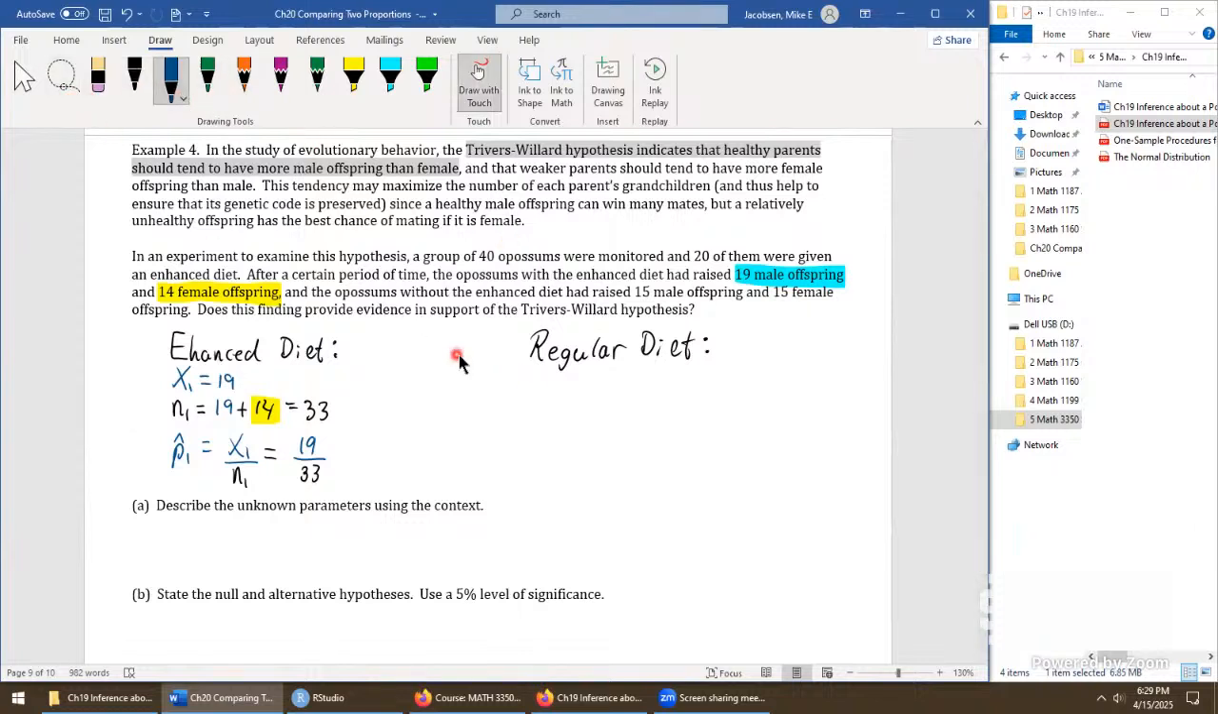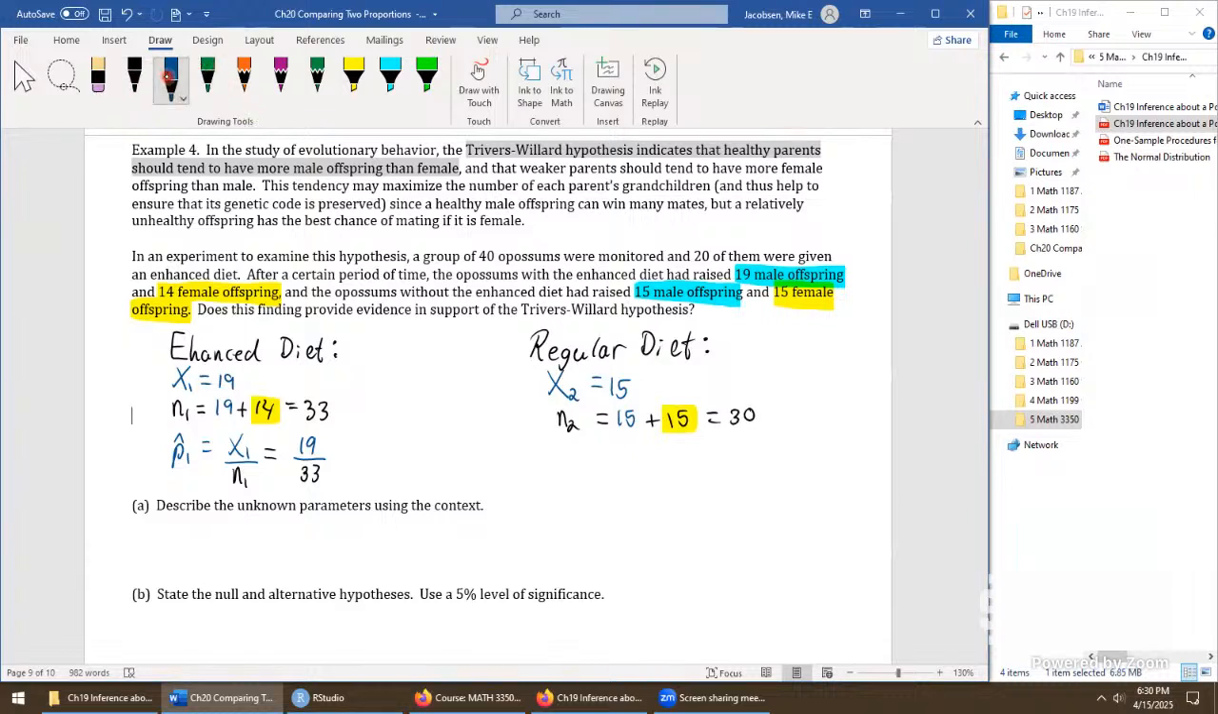Now we do it again. So X2 is going to be the number of successes for the opossums given the regular diet. Opossums without the enhanced diet, so that's our clue in, different population, raised 15 male offspring and 15 female offspring. Using that information here, let's call X2 15. N2 for the second sample size is now going to be the 15 plus the other 15, selected in that exact way, follow the color coding. So sample size 2 is 30 on this one.